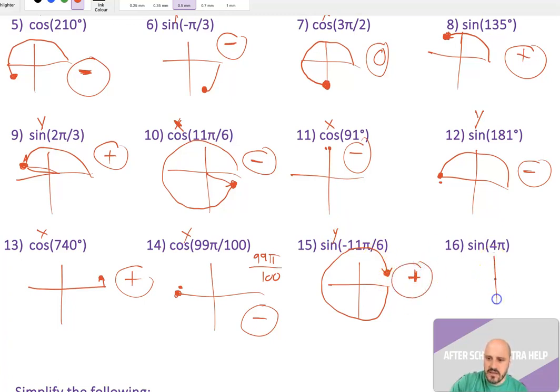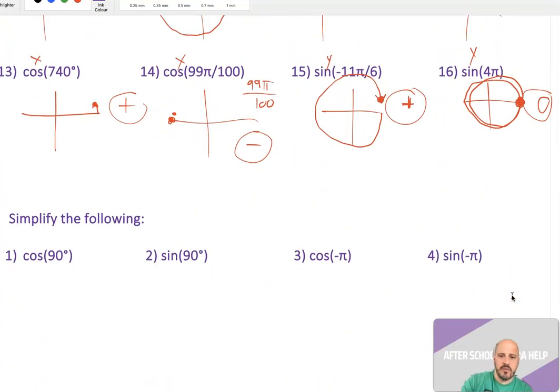And last but not least, sine of 4 pi. Again, we're looking for our y value. If I go 1 pi, 2 pi, 3 pi, 4 pi, I'm back on my x-axis here. What is the y value on my x-axis? Well, it's 0. All right, hope those helped. Let's do a few last ones.